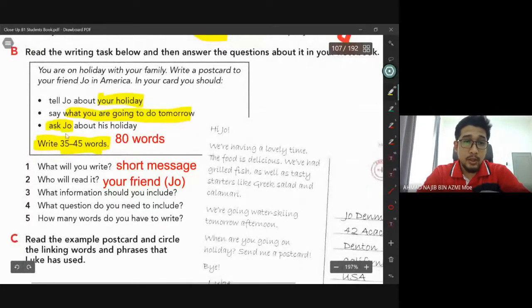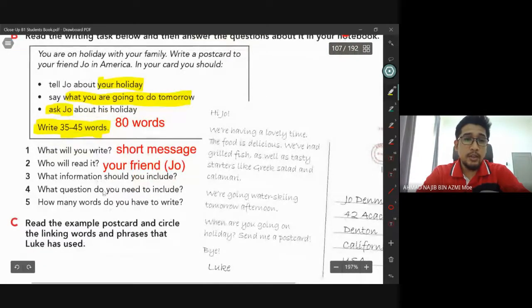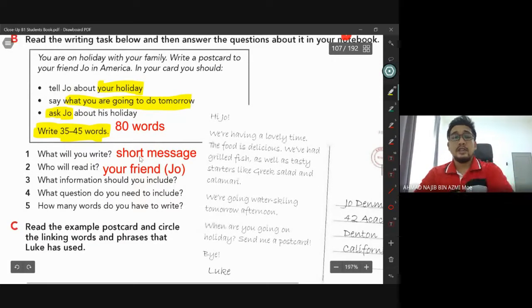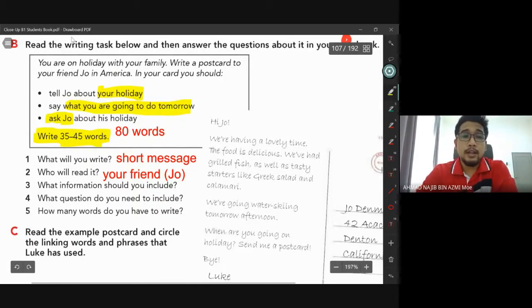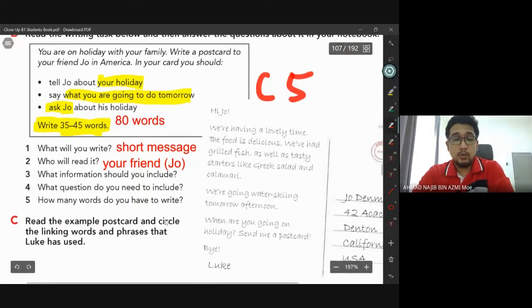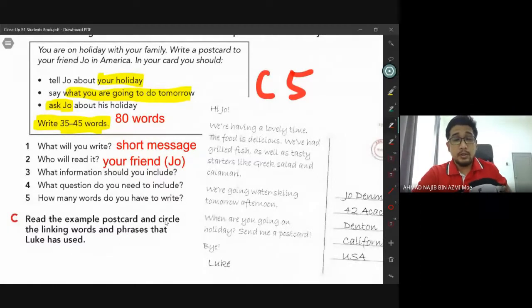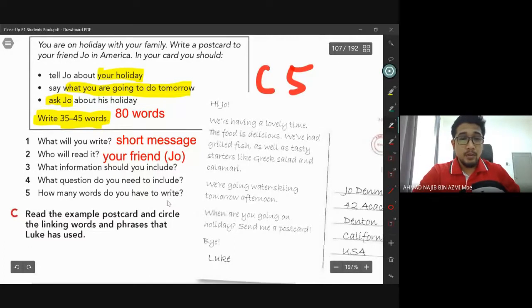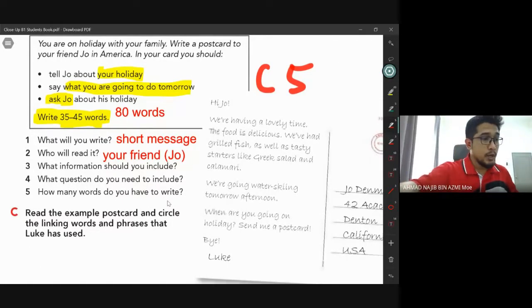What question do you need to include? Ask Joe about his holiday. How many words you have to write is 80 words. So it is extremely important when you have an essay question that you read and understand the question thoroughly. Then we can get C5. Everyone should be able to get C5, as long as we answer the question, content 5. And the content must be explained fully. If we just write touch and go, you may not get full marks. Okay, we are going to leave this one.